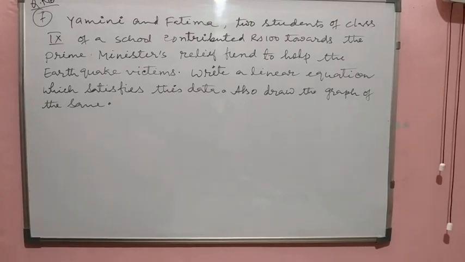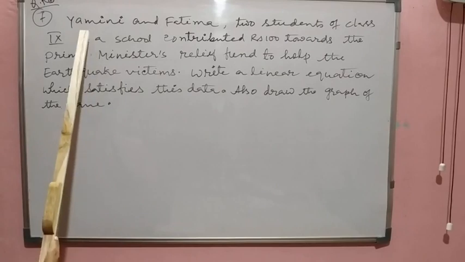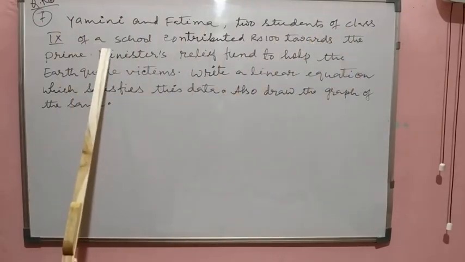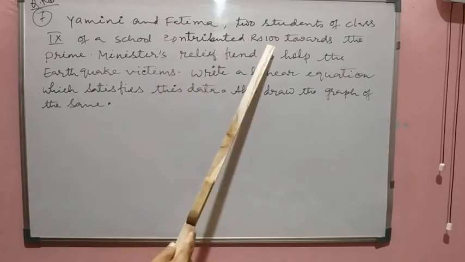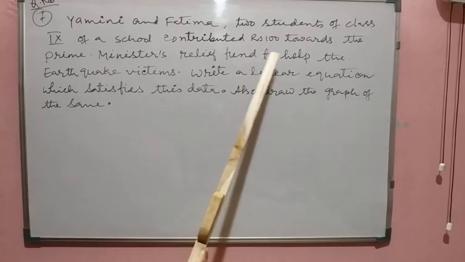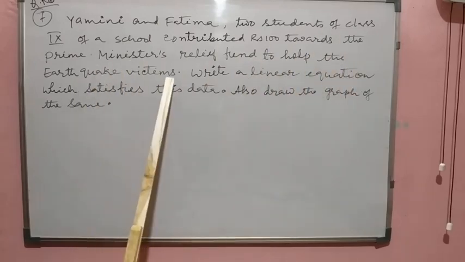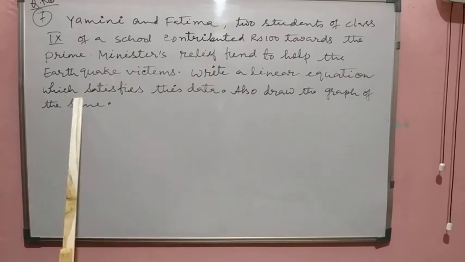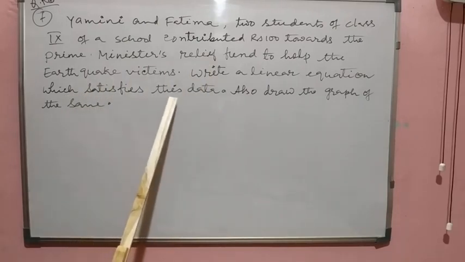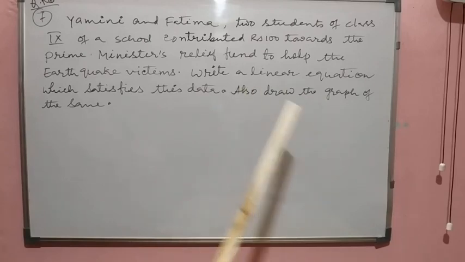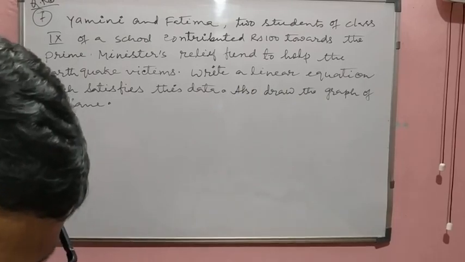Okay, now you see. Next question. Question number 7 of our textbook. Yamini and Fatima, two students of class 9 of a school, contributed rupees 100 towards the Prime Minister's Relief Fund to help the earthquake victims. Write a linear equation which satisfies this data. Also, draw the graph of the same.